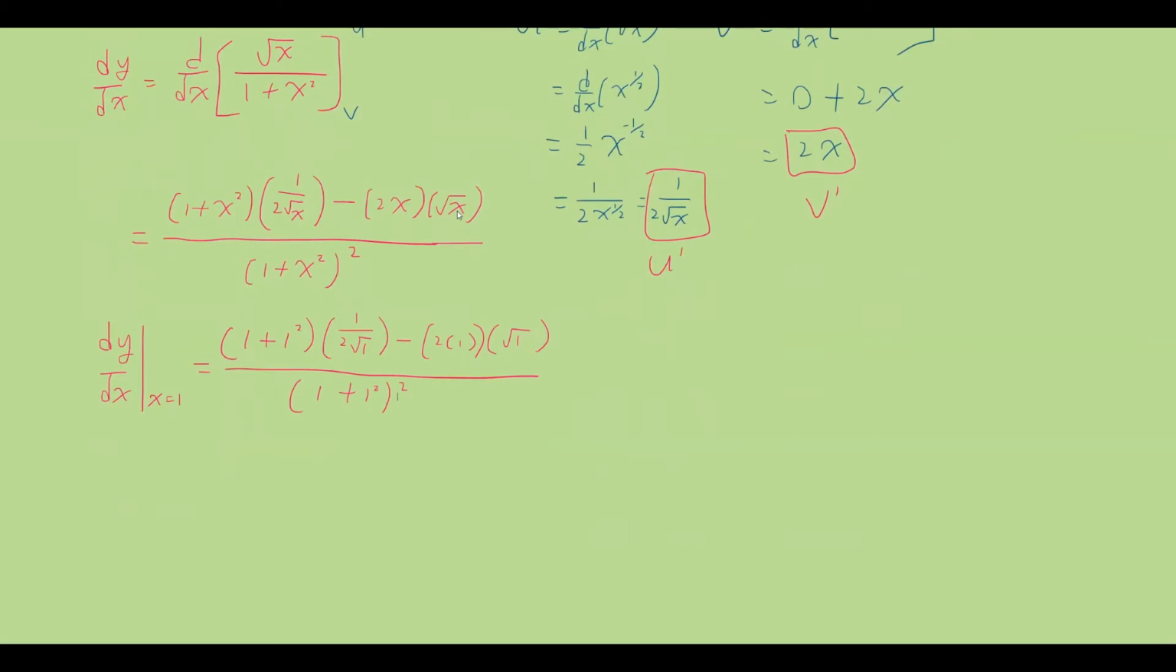All right, so let's see what we have. We have 2 times 1/2 minus 2 times 1, all over 2 squared. All right, what is that? That's 1 minus 2 over 4, which is negative 1/4. So negative 1/4 will be the slope of the tangent line at x equal to 1.